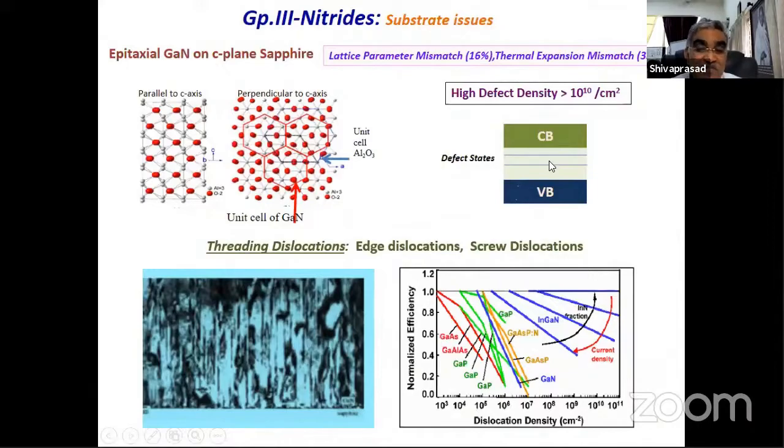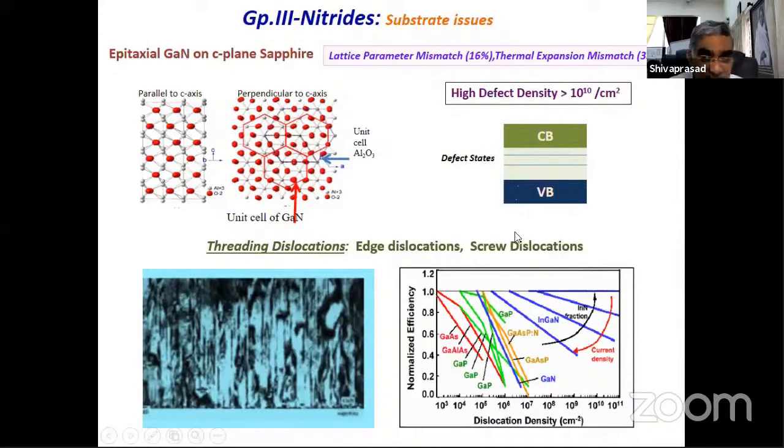There are these panipuri shops, these canteens, these restaurants, these movie theaters, and some other attractions in between. So these defect states do not allow a proper excitation and recombination probability. That reduces. You can see in this graph that if the dislocation density increases, the efficiency of the material also decreases.